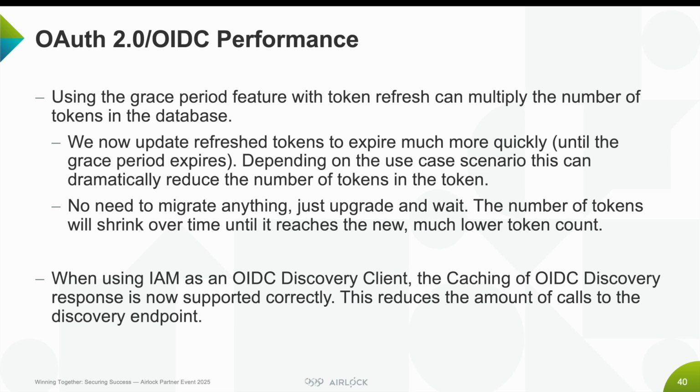The other performance improvement is if you're using IAM as an OIDC discovery client, then the caching of OIDC discovery responses was not supported correctly. Now it is supported correctly, and this reduces the number of calls to the discovery endpoint tremendously. So I hope this will help those customers that were affected by that situation.